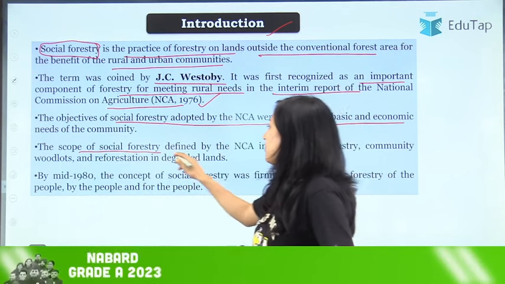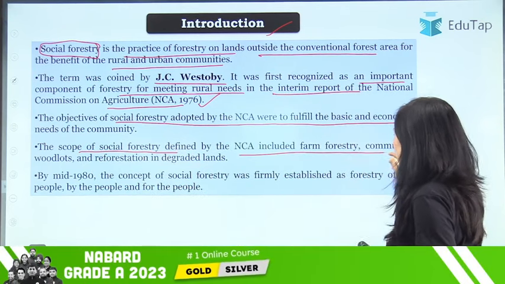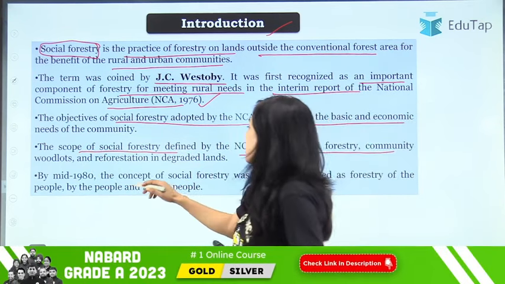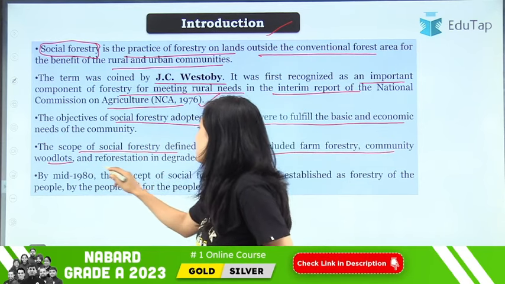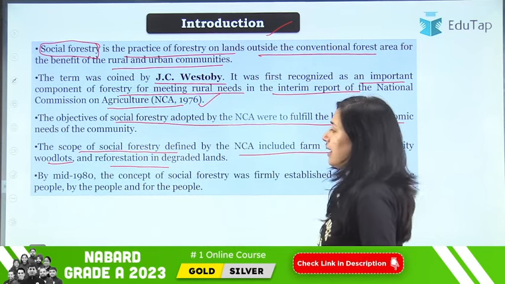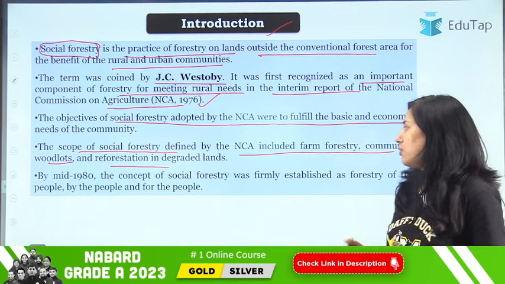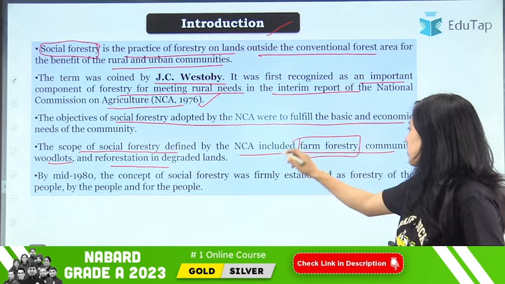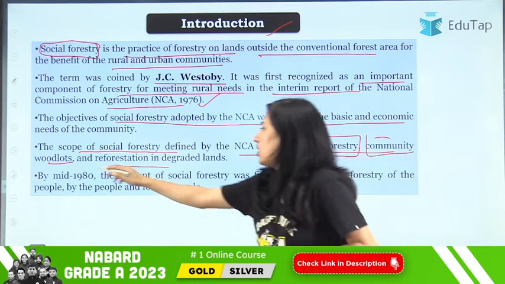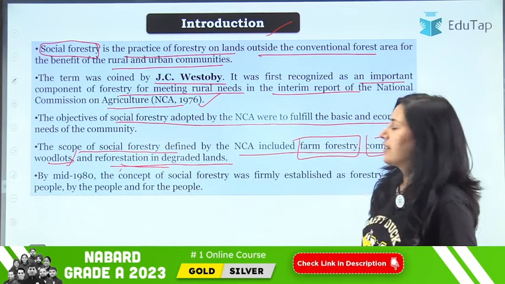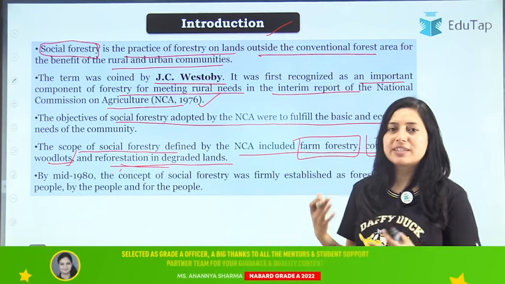The scope of social forestry defined by the NCA includes farm forestry, community forestry, community woodlots, reforestation in degraded lands. So according to NCA, the scope of social forestry includes your farm forestry, your community woodlots, then your reforestation in degraded lands. What are these? We will be discussing it later.